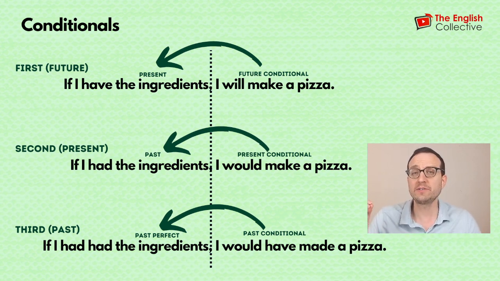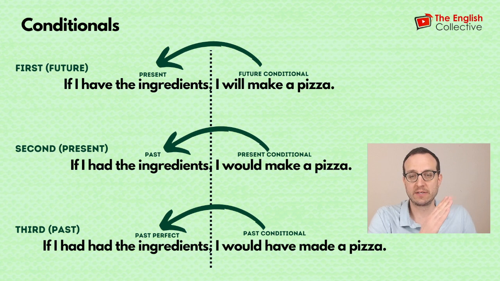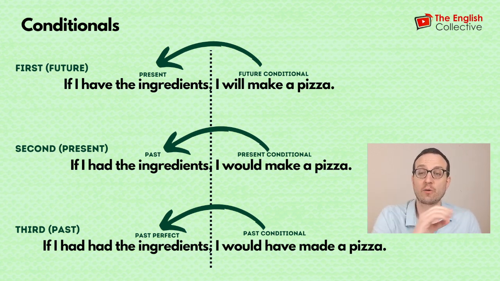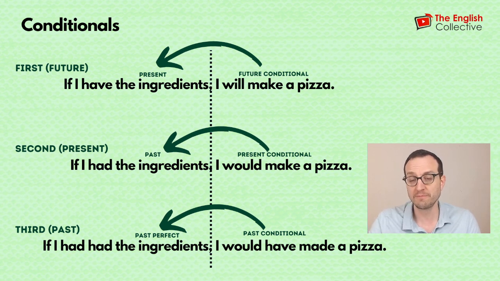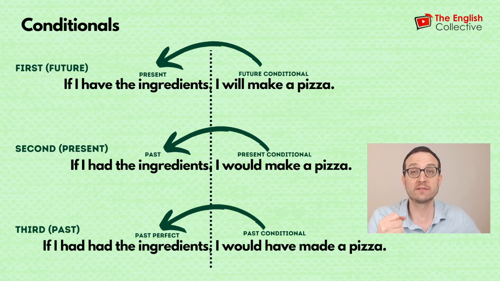Okay, if I have the ingredients, I will make a pizza. Notice how we're talking about the future. Imagine tomorrow. But we always have to go back one step in tense. That's why, es por eso que pongo la flecha to go back. We're in the future conditional, back to the present. I have the ingredients, que es presente, right? If I have the ingredients, I will make a pizza.